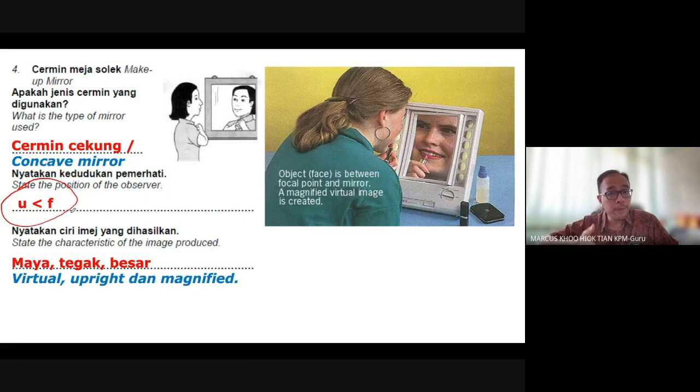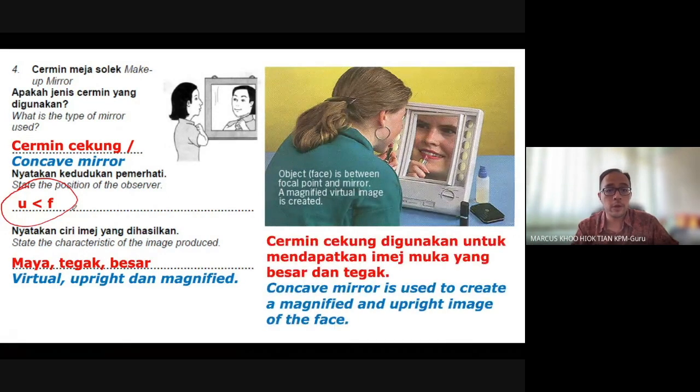Remember, this subtopic is spherical mirror. We're looking at a curved mirror. We're not interested in the flat mirror. Flat mirror is Science from Form 3. So the concave mirror is used to create a magnified and upright image of the face. Of course, also virtual, because it's inside. I guess you can write this down somewhere at the bottom of the page, just as an extra note.